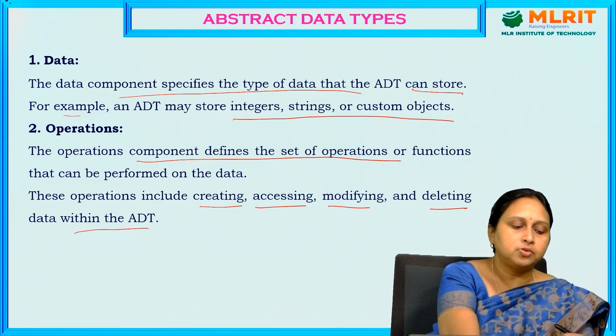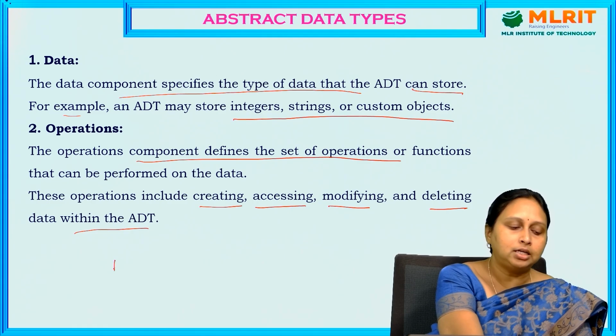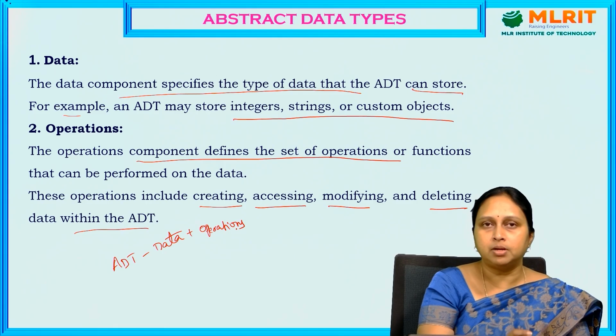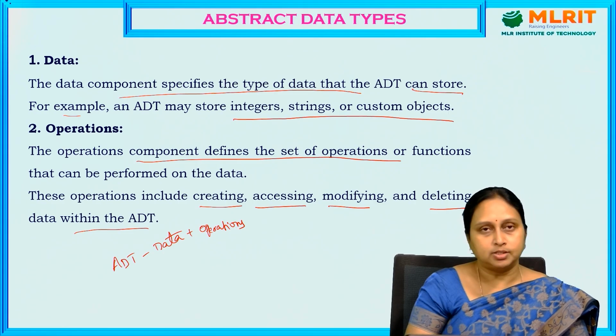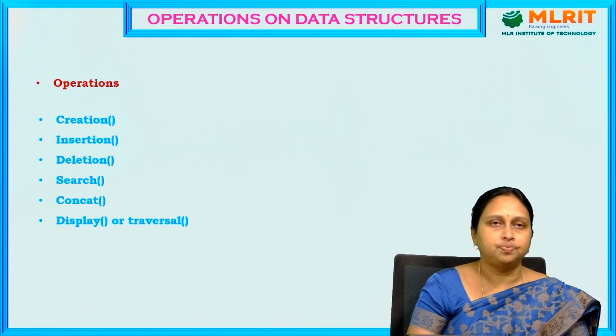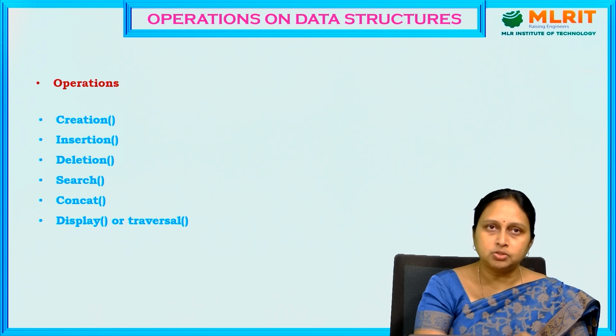Suppose in short we can represent ADT as data plus operations. Data plus a set of operations represents an ADT. But here in ADT, the implementation part will be hidden, as we have discussed at the starting itself. And what are the different operations we can perform under these data structures?